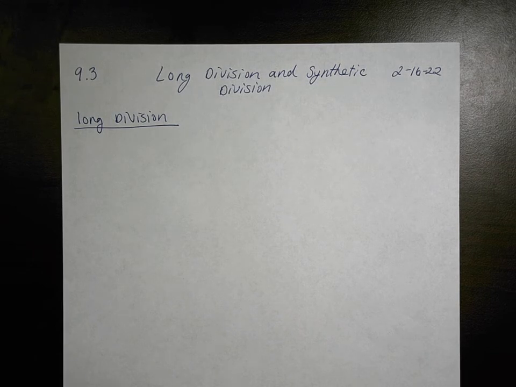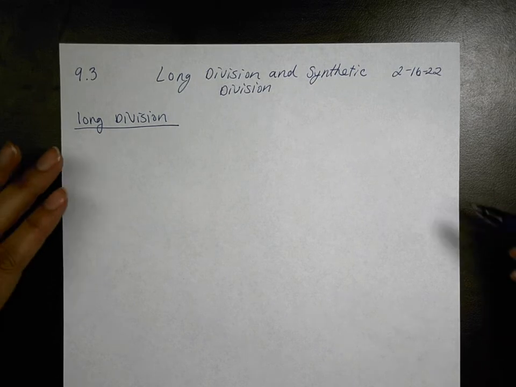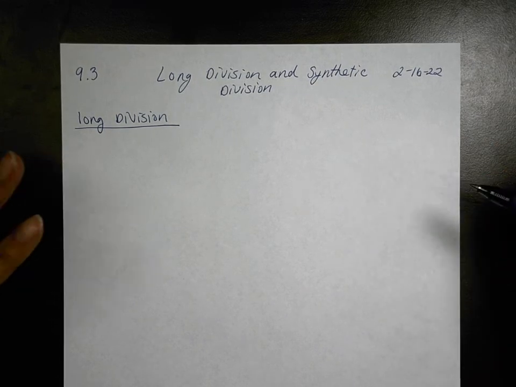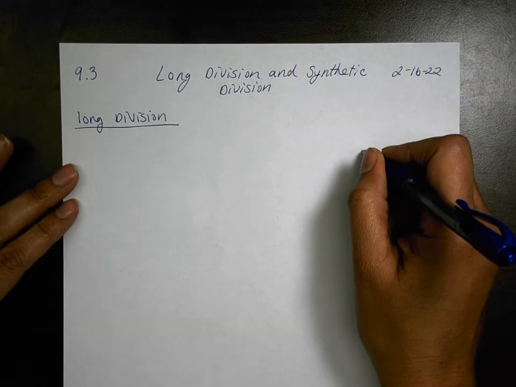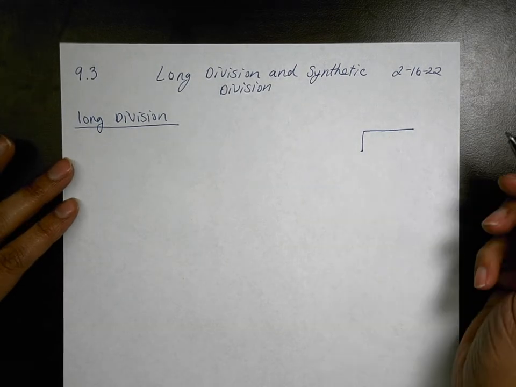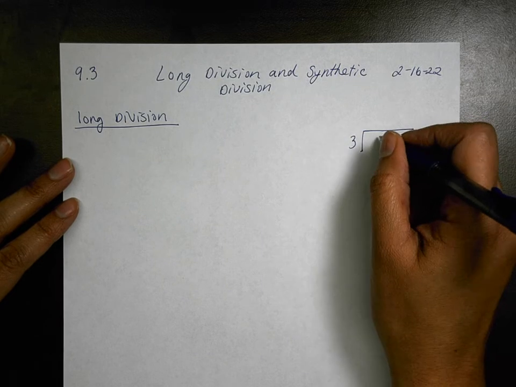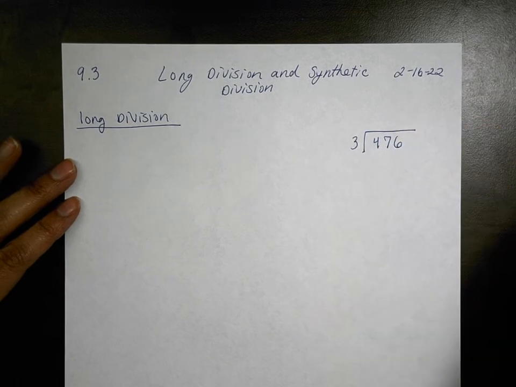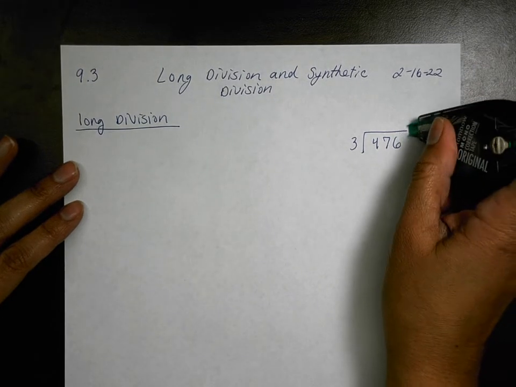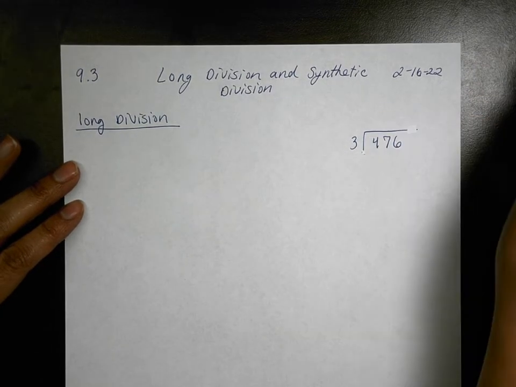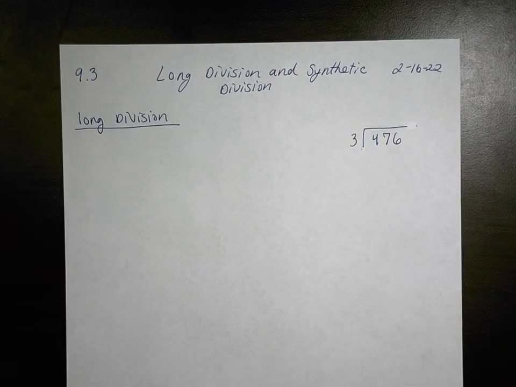Okay, before we discuss long division with variables, I want to do a quick review of long division with just numbers, and how you did it in elementary school. 476 divided by 3. I was told my division symbol looked like a square root, so I'll try to fix that. All right, go ahead and work that out best you can, remembering what your elementary school teachers taught you.